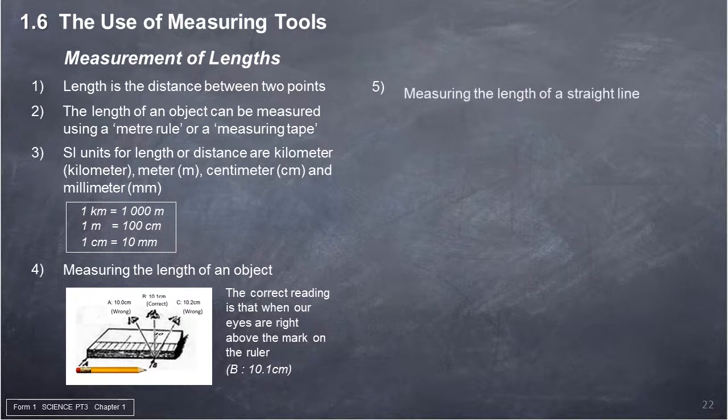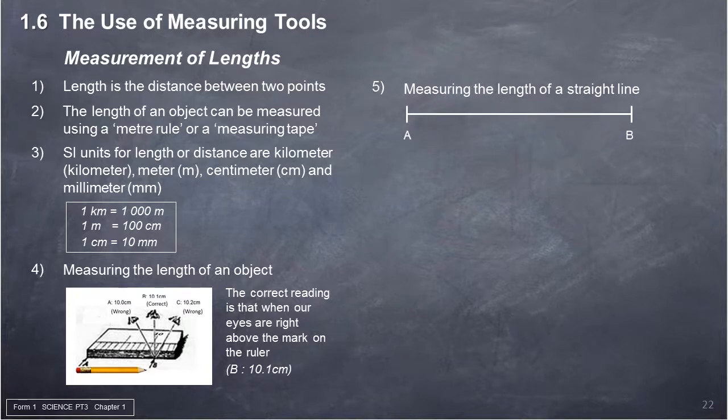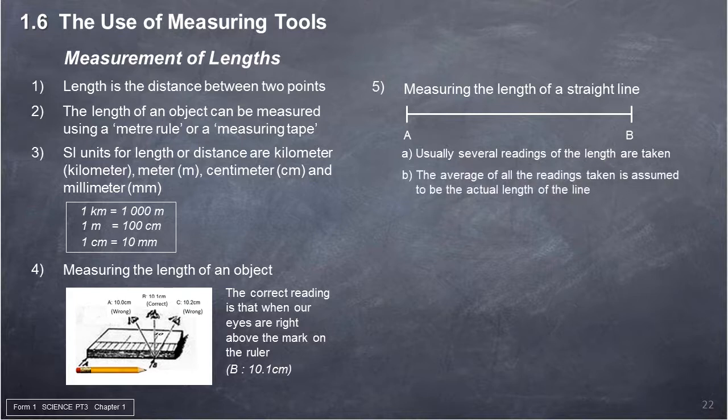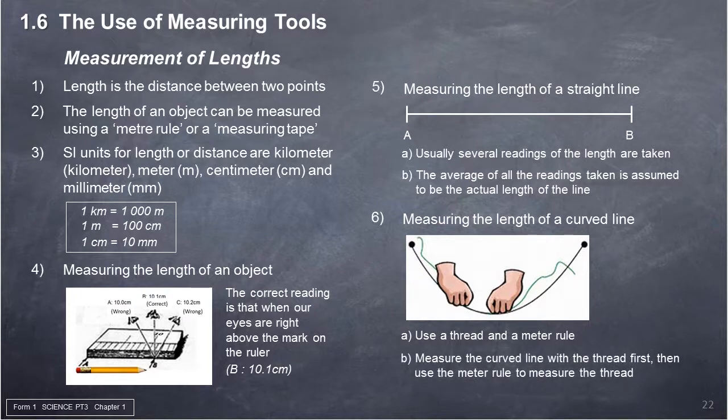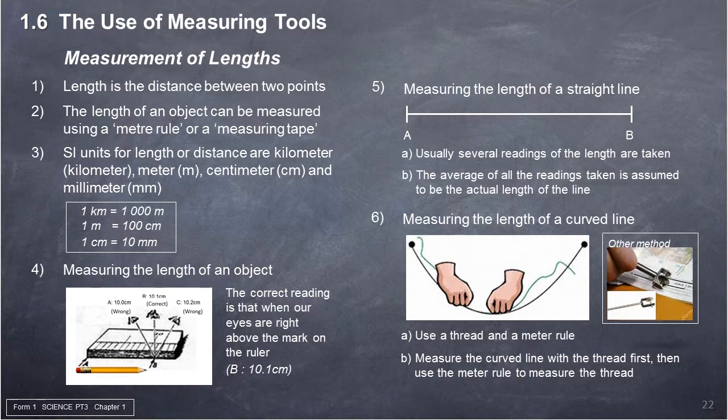5. Measuring the length of a straight line. A. Usually several readings of the length are taken. B. The average of all the readings taken is assumed to be the actual length of the line. 6. Measuring the length of a curved line. A. Use a thread and a meter rule. B. Measure the curved line with the thread first, then use the meter rule to measure the thread. Another method is using an opisometer.